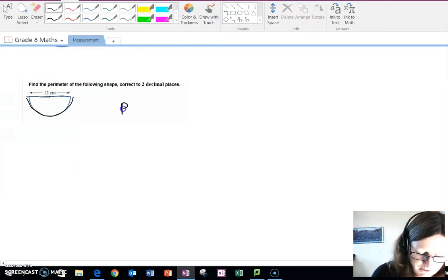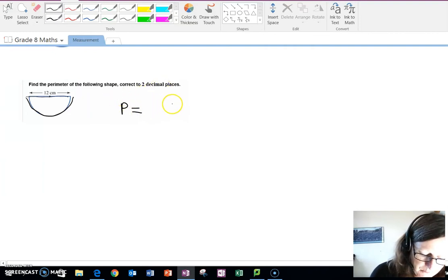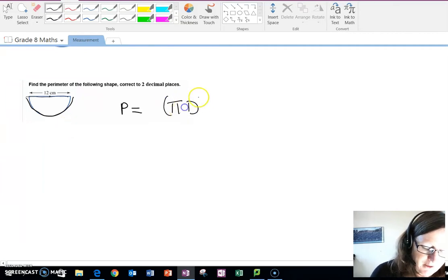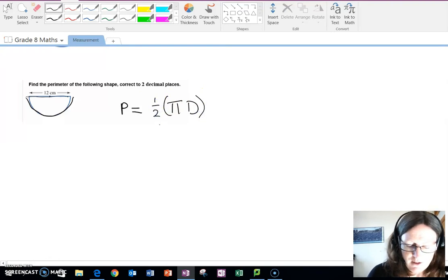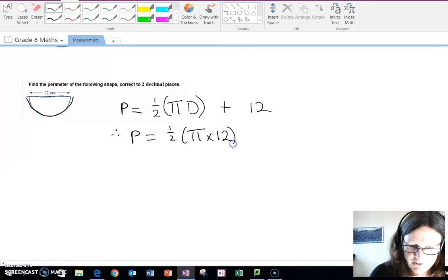So for the perimeter of this, we would use pi d because we're given the diameter being 12. We must remember it's only half a circle, so we want half of this. And then we add on 12, this top side. So we write the perimeter equals a half of pi times 12, 12 being our diameter, and then we add 12.